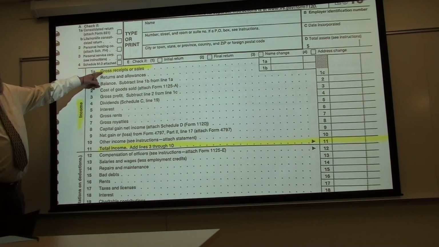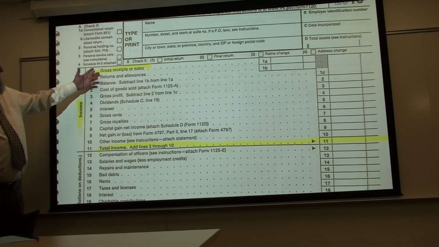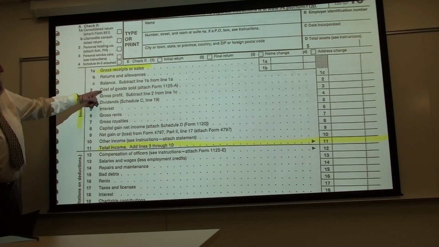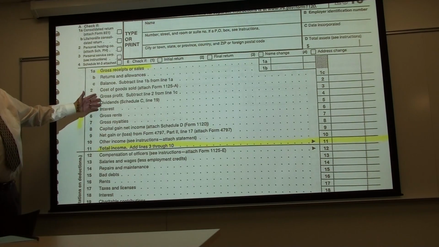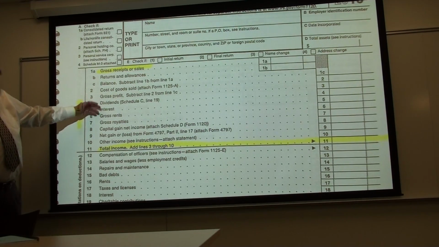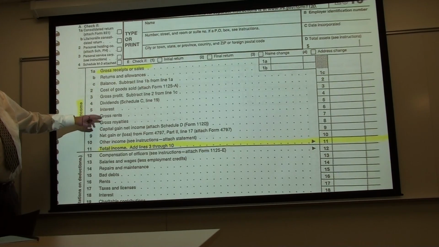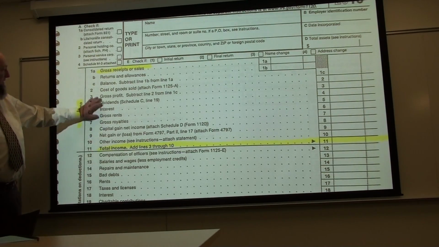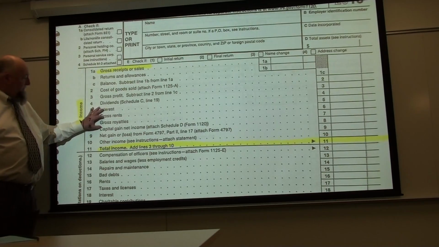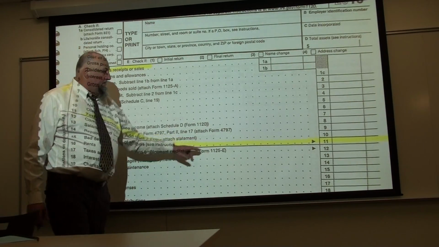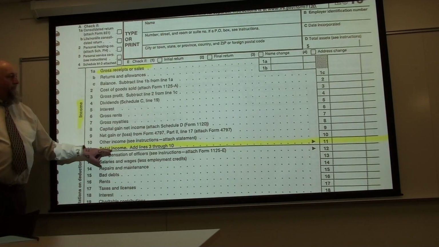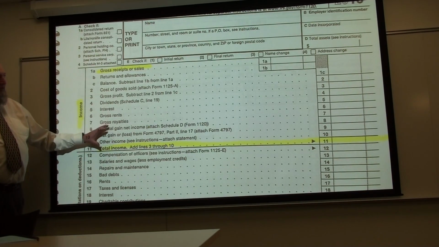So gross receipts and sales, minus returns and allowances, minus cost of goods sold, that equals your gross profit. And then if you have any income from dividends or interest, rent income, royalty income, that's where you would report that. Add all that up, and at the bottom here, you've got your income, that's the gross income.